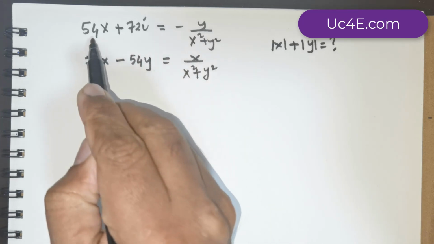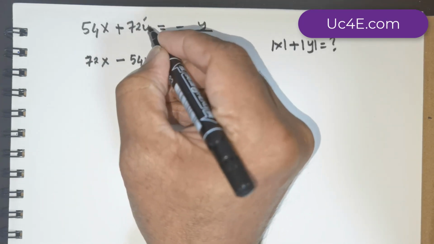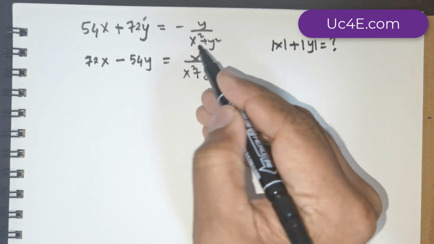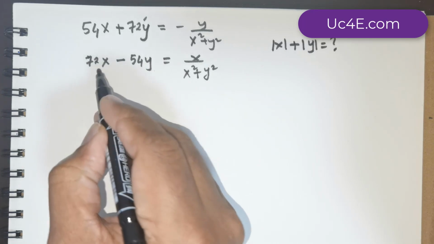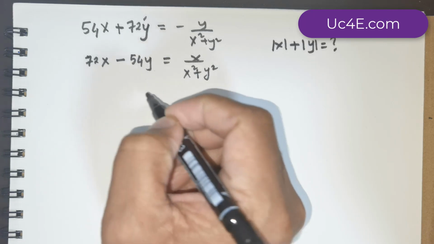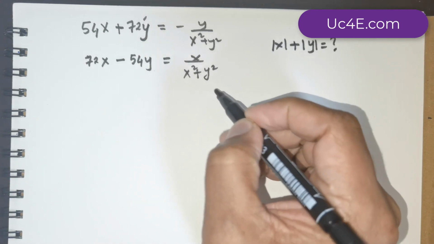And the given system is 54x + 72y is equal to -y over x² + y², followed by 72x - 54y is equal to x over x² + y².